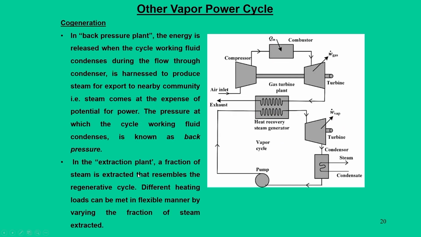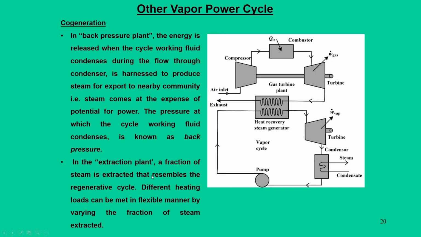The other way of looking at it is the extraction plant. Extraction plant means, as we have all come across in regenerative cycles, that some part of the steam is extracted at different states during the expansion phase in the turbine. So, we can think of meeting different heating loads in a flexible manner by extracting steam at different stages of the power plant. Such a concept we call an extraction plant.